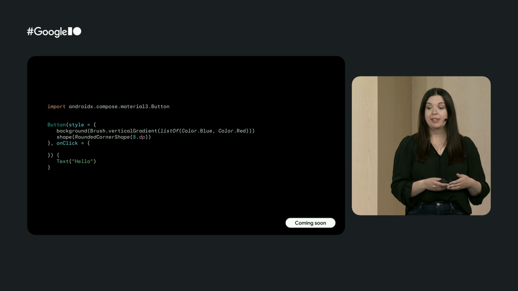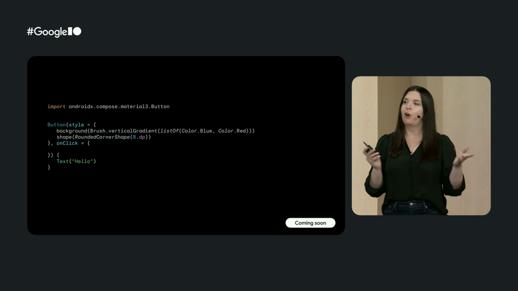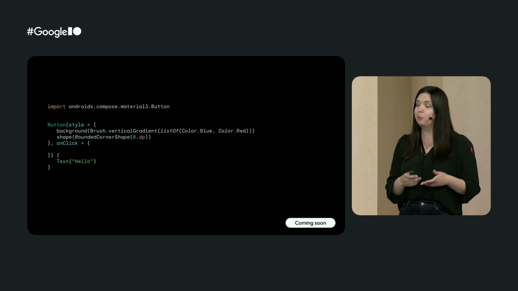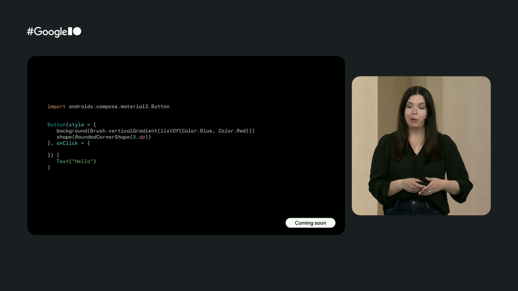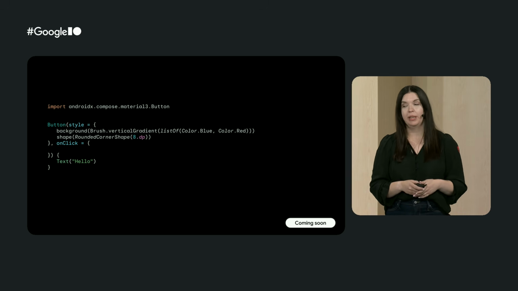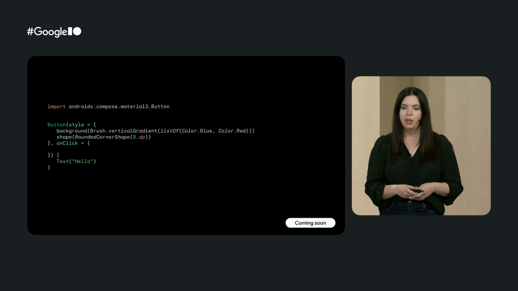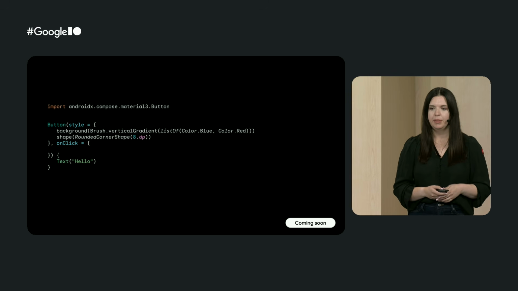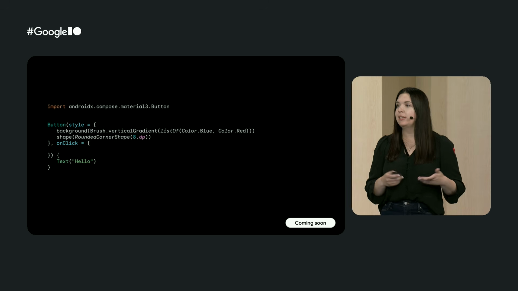With material components that expose a style parameter, you'll be able to customize these components to your heart's content. For example, this Material 3 button will provide a style parameter on it, so you'll be able to use material components without the need of forking the implementation, and instead customize it to your requirements, with a custom background, shape, padding, etc.